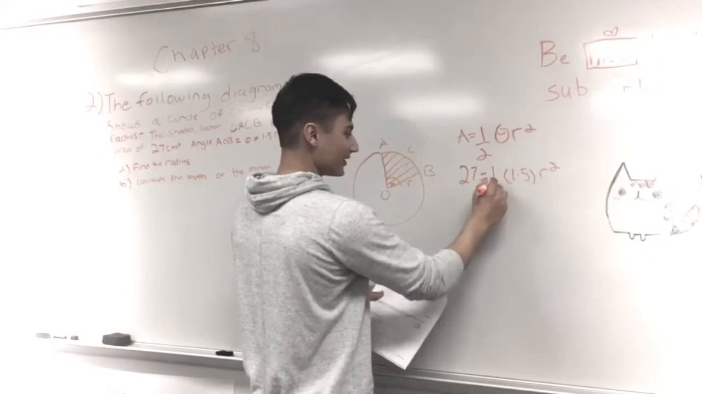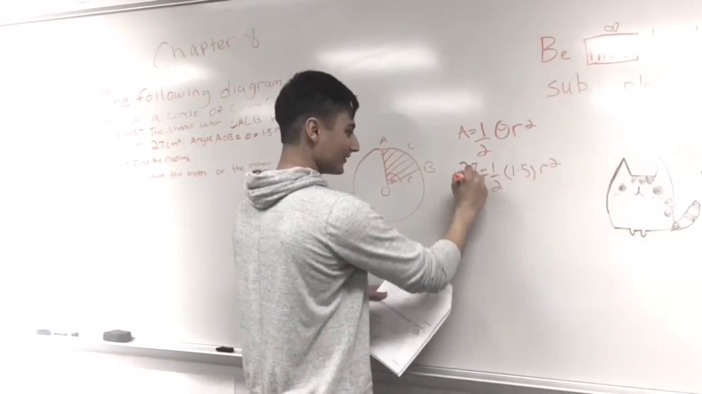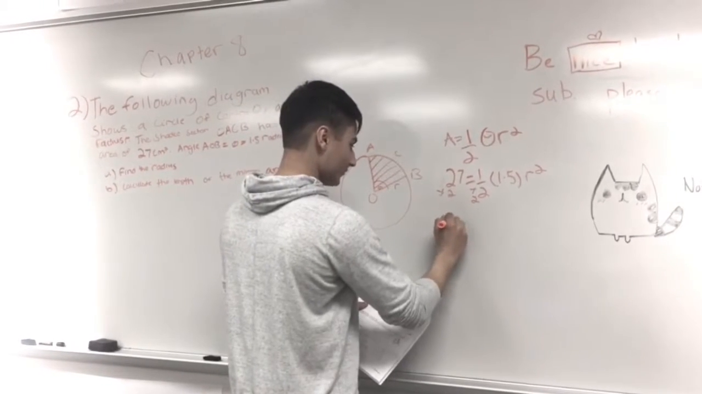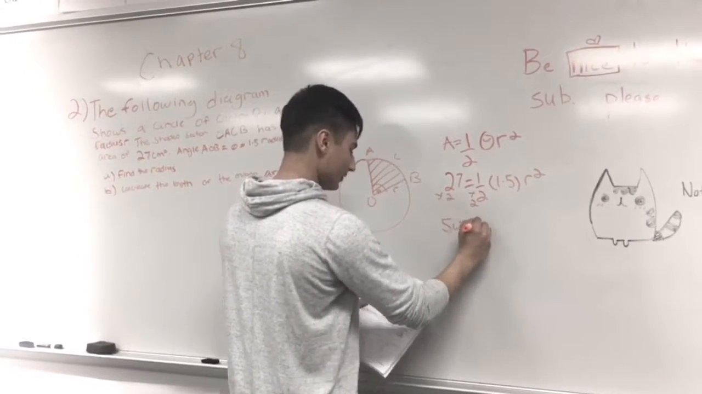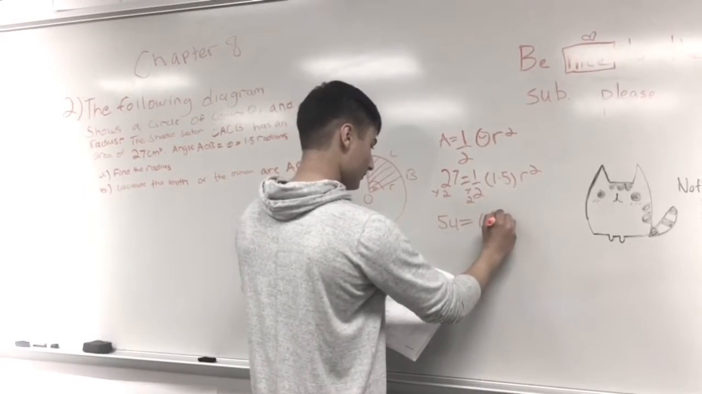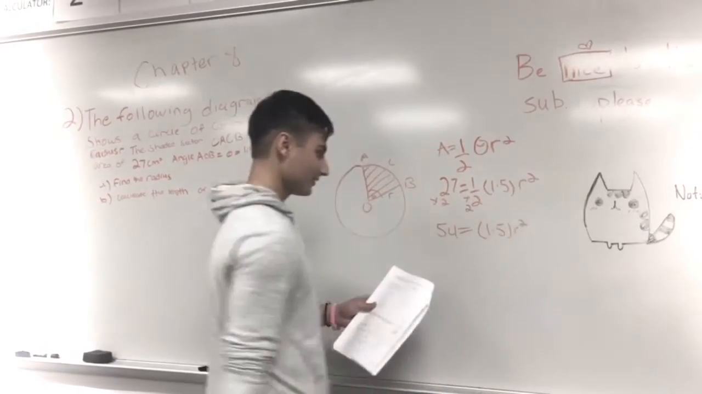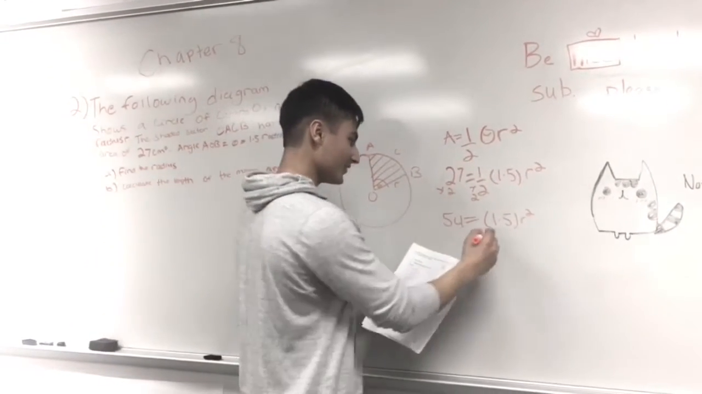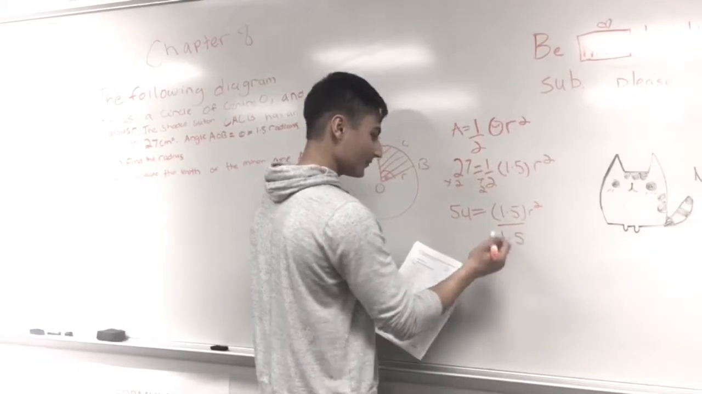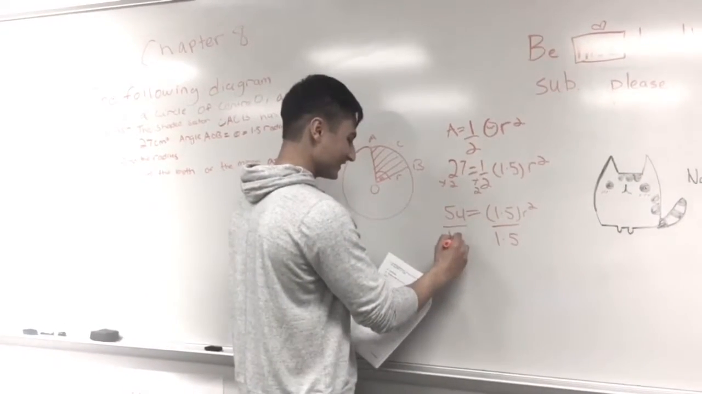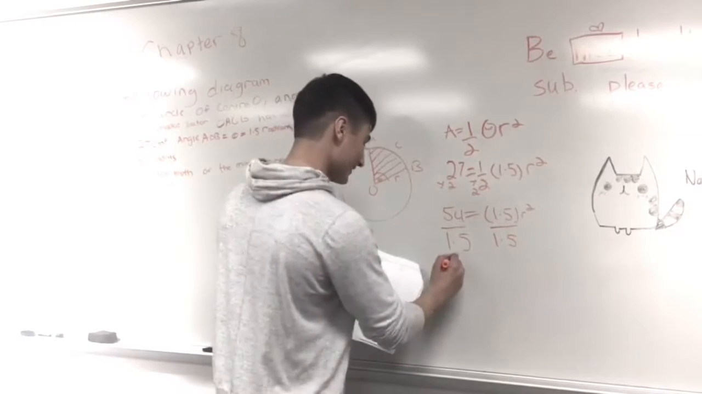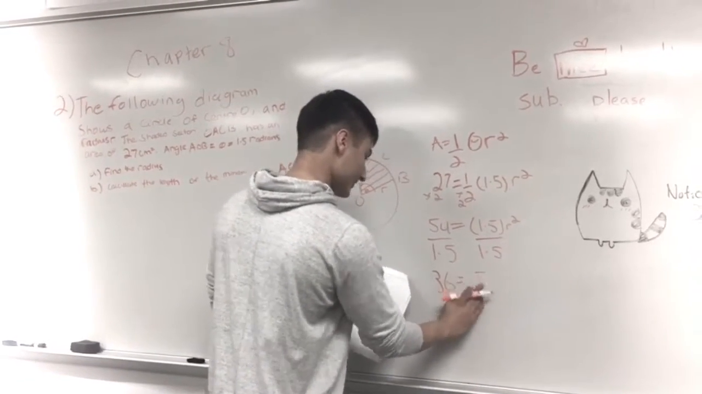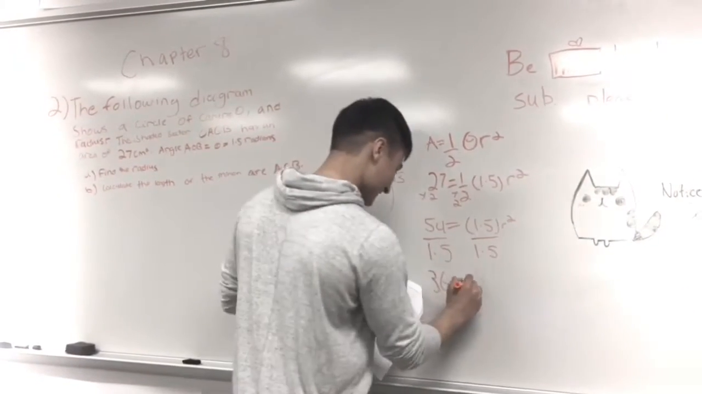So what I do now is I multiply this side by 2 to get rid of the 1/2. So multiply by 2, multiply by 2. What you get is 54, that cancels the 1/2, equals 1.5 r squared. Now you divide by 1.5 to get rid of the 1.5 on this side. Now you get 36 equals r squared. Sorry, I'm getting ahead of myself.